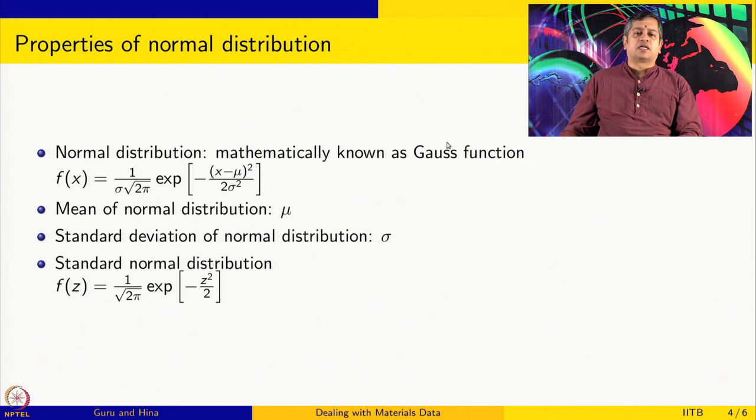Normal distribution is mathematically known as the Gauss function, and here is its probability distribution function. It is 1 by sigma square root 2 pi exponential minus x minus mu whole squared by 2 sigma squared. So, this is the normal distribution. Mean of normal distribution is mu and standard deviation of normal distribution is sigma. So, that is how we actually build this distribution. And for standard normal distribution, we are going to replace sigma by 1 and mu by 0, and the variable x minus mu by sigma is going to become z. So, it is exponential minus z squared by 2, and 1 by square root 2 pi. So, this is the standard normal distribution. Typically, it is referred to as z.